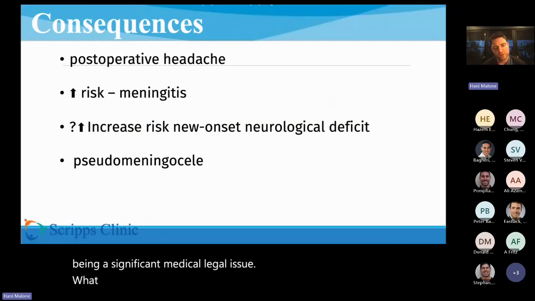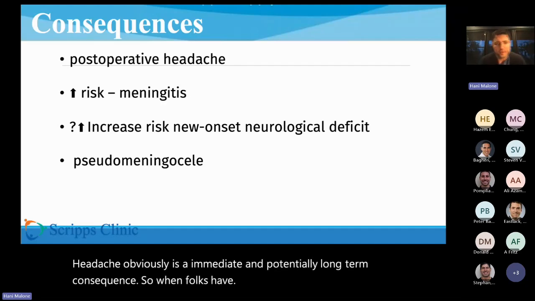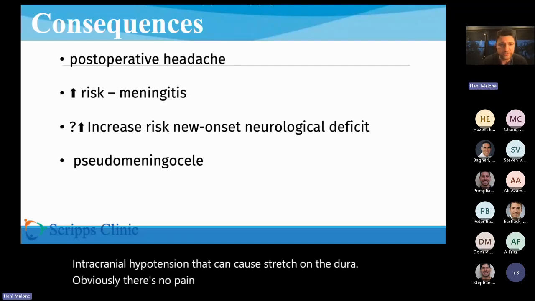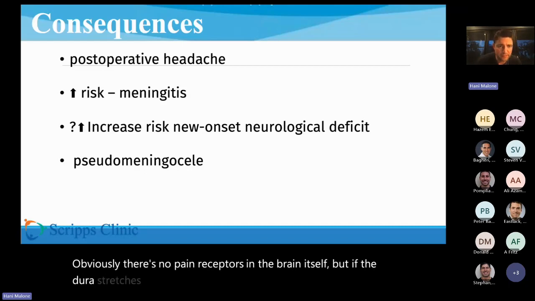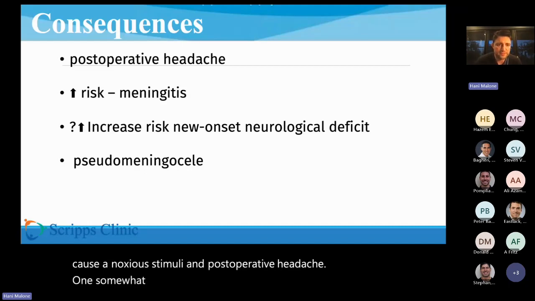So there's immediate and there's long term. Headache obviously is an immediate and potentially long-term consequence. When folks have intracranial hypotension that can cause stretch on the dura. Obviously there are no pain receptors in the brain itself, but if the dura stretches as a result of that diminished pressure, that can cause a noxious stimulus and postoperative headache.